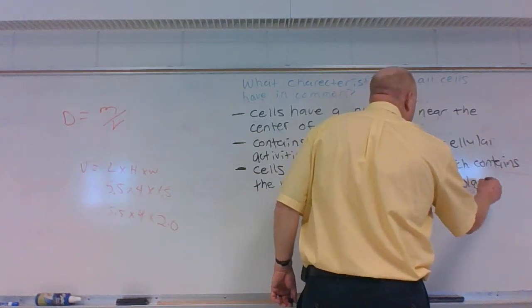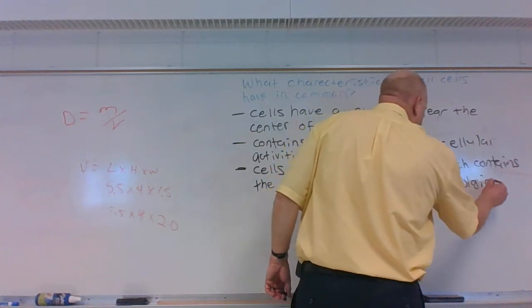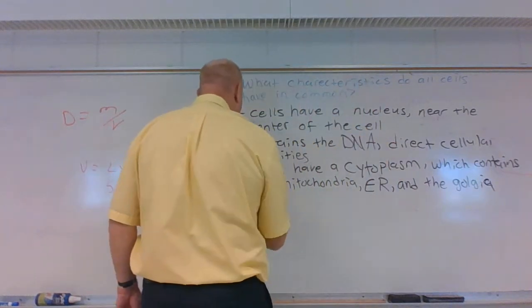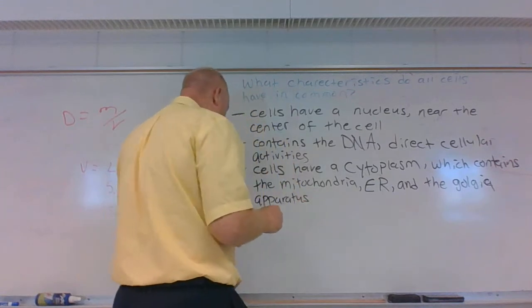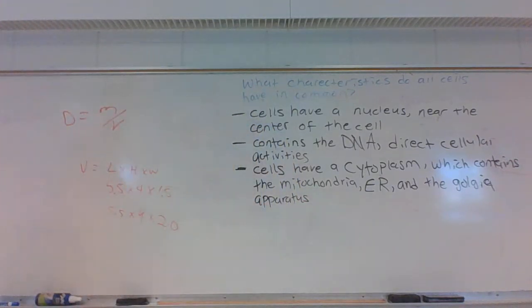Okay? And what we talked about in class is that the Golgi apparatus is what will collect and modify the proteins that are being made. So again, you have a nucleus, which contains the DNA that will direct the cell's activities. Then you have the cytoplasm, which contains a lot of the important organelles. There are more than just these 3, but these are what we're really concerned about as far as the functions of these cells.